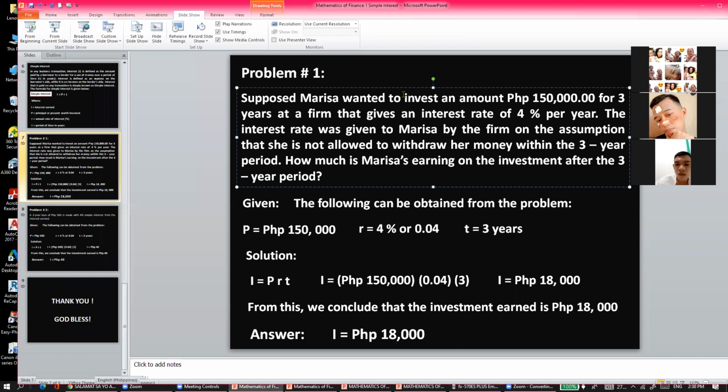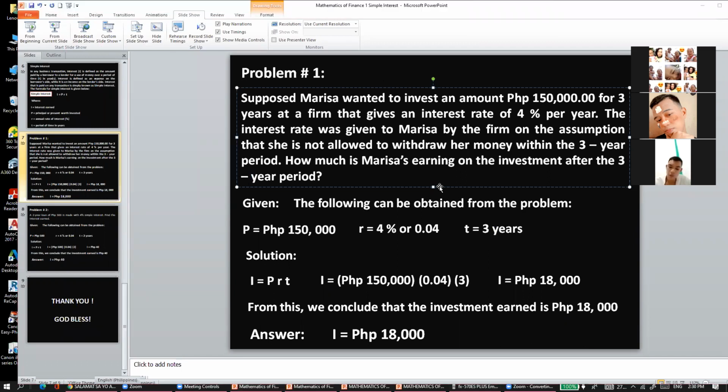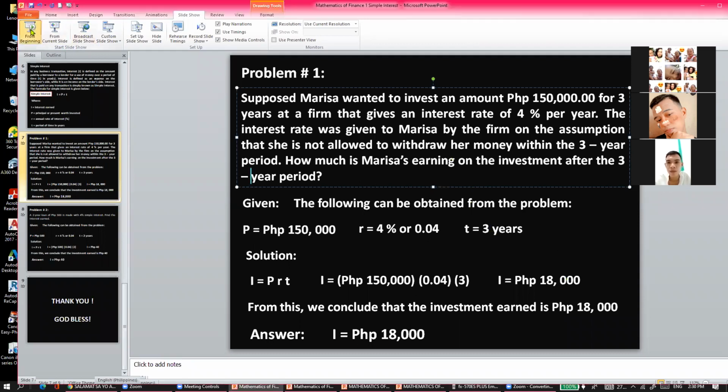So, let's proceed to problem number 2. Any question with problem number 1 kung paano nahanap ang 18,000 na interest earned? Question? So, proceed tayo sa ating problem number 2. Again, slide show ko siya.